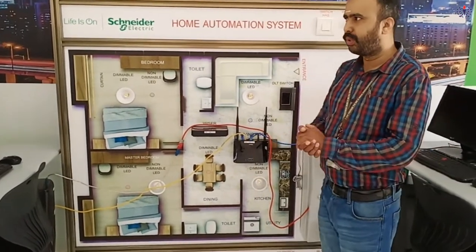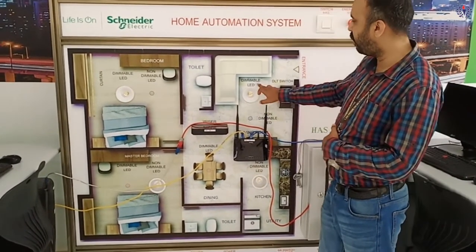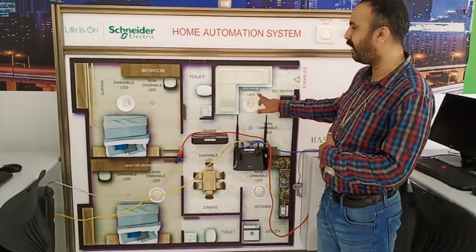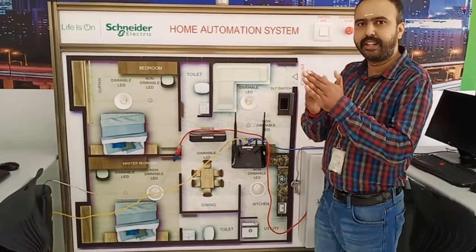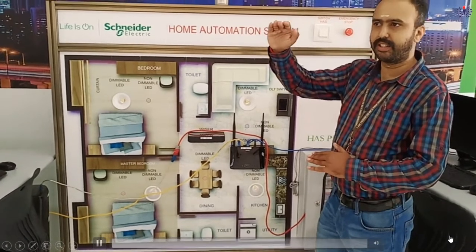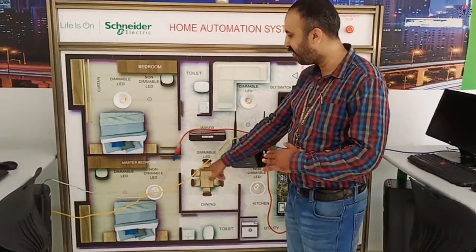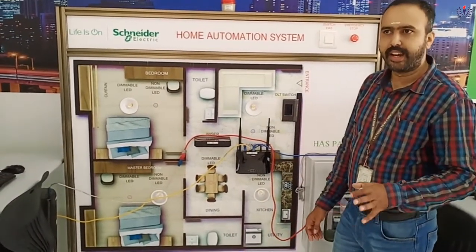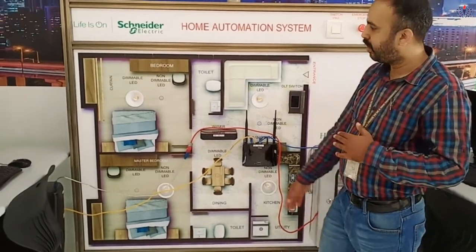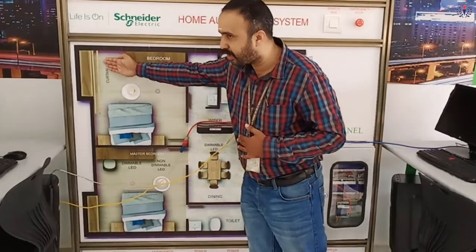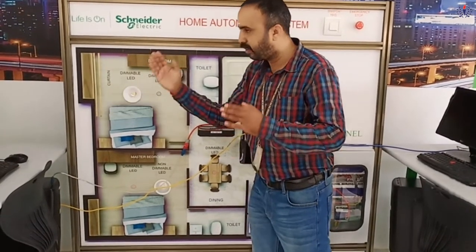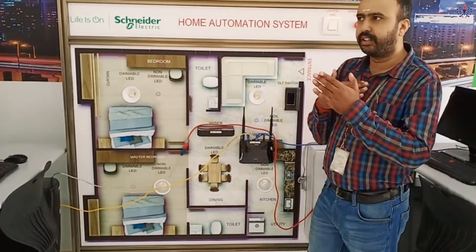That is the beauty. So here I may dim this light. This is a dimmable LED, so I can reduce or increase the intensity of the light. These two are the non-dimmable LEDs. In these, I can only switch on and switch off. Here, there is one more control, that is the curtain control. Okay, that is opening the curtain and closing the curtain.